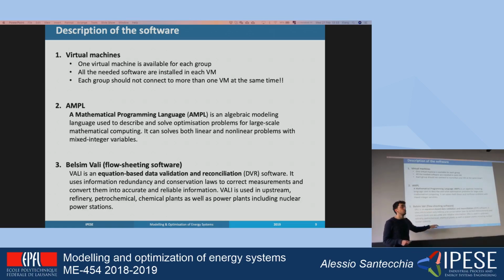It's called flow sheeting software, which is basically an equation-based data validation and reconciliation software that uses real measurements coming from real plants and uses these measurements to reconcile, because as you know, each sensor is affected by some errors, right? And this error can be big sometimes, especially at a shutdown of a plant or when there is a plant failure. So you need to make sure that those measurements are reliable enough to calculate efficiency or performance. And this kind of software is really used nowadays in real cases, for example in upstream refineries, petrochemicals, chemical plants, and also in nuclear power stations, in which you know that reliability in the measurement is essential.